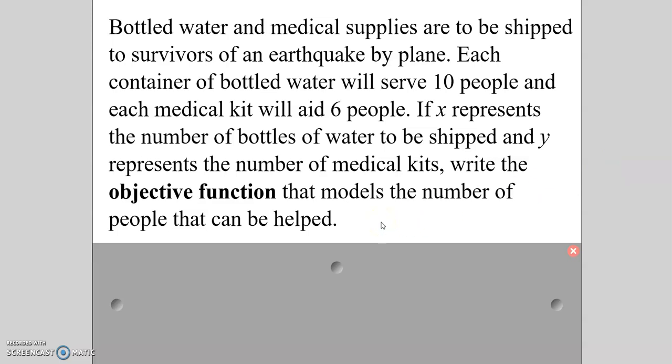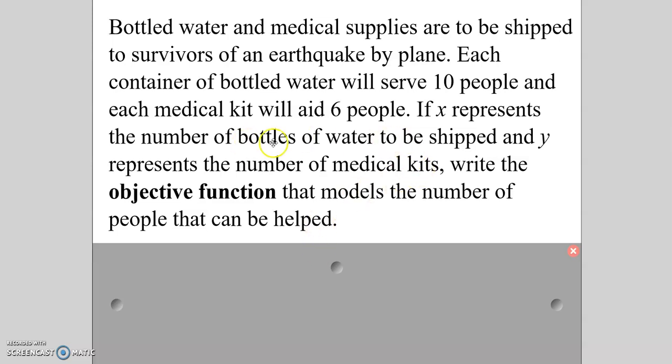Bottled water and medical supplies are to be shipped to survivors of an earthquake by plane. Each container of bottled water will serve 10 people, and each med kit will aid 6 people. Now, if we let X represent the number of bottles of water to be shipped and Y represent the number of med kits, write the objective function, it's called, that models the number of people that can be helped.